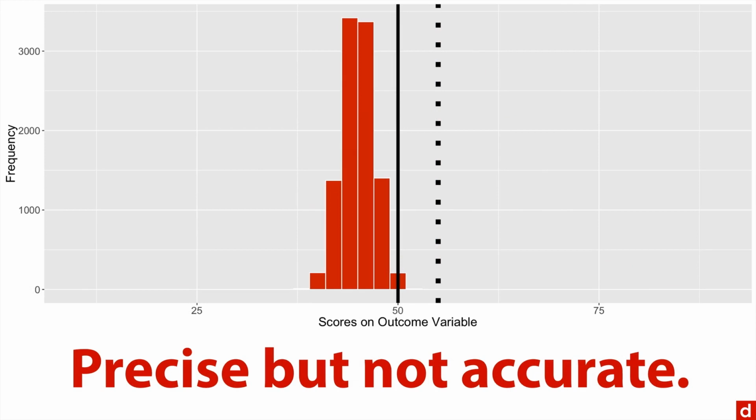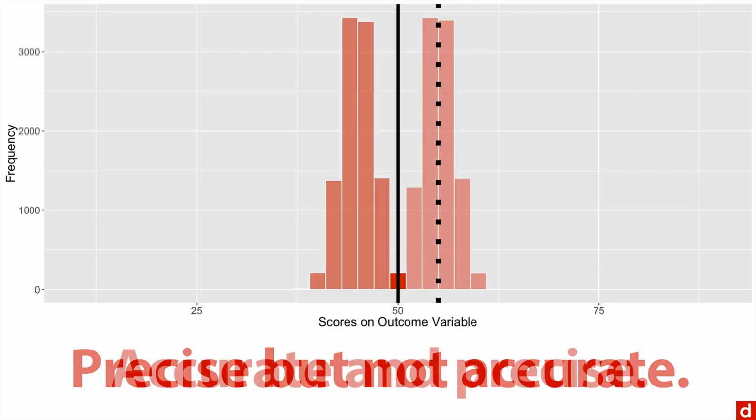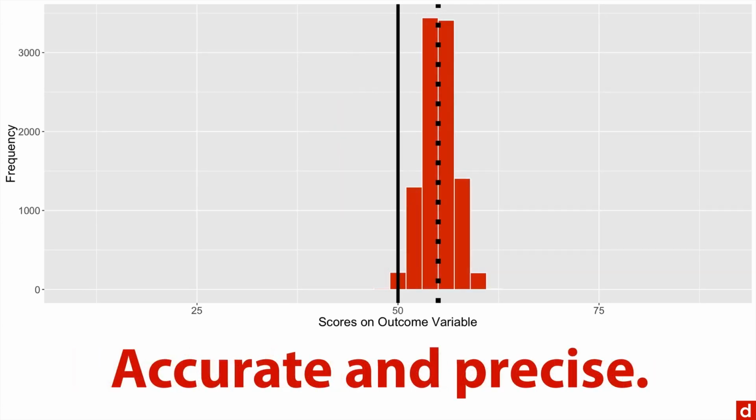Now here's the nightmare situation. This is when you have a very, very precise estimate, but it's not accurate. It's wrong. And this leads you to a very false sense of security and understanding of what's going on. And you're going to totally blow it all the time. The ideal situation is this. You have an accurate estimate where the distribution of sample values is really close to the true population value and is precise.